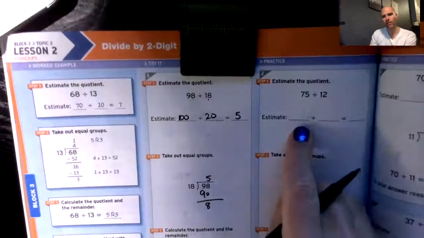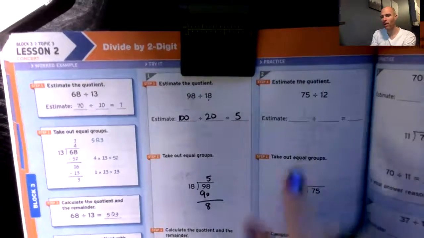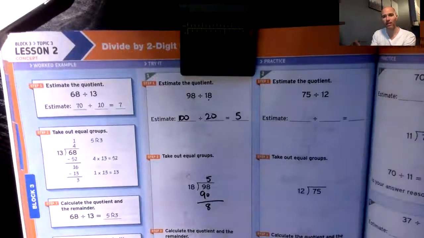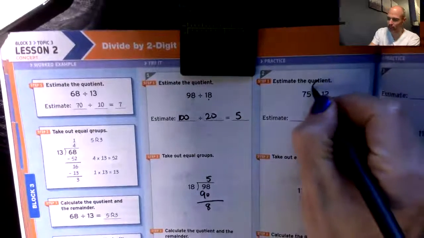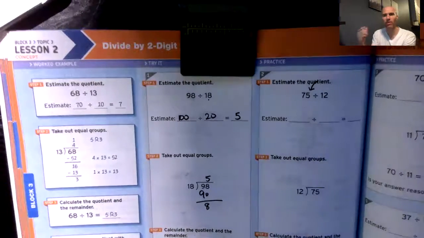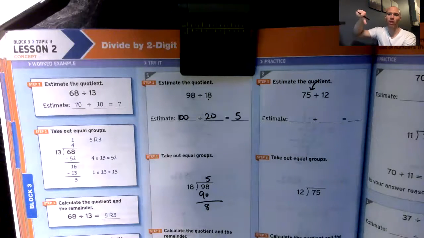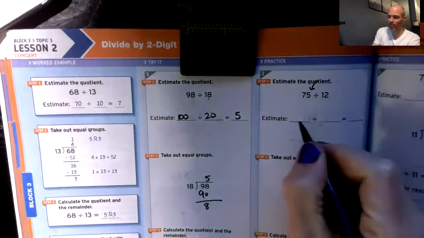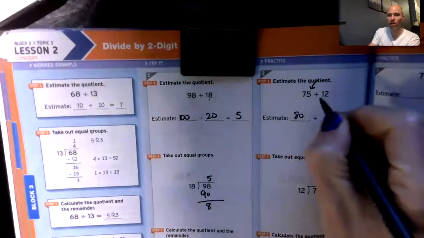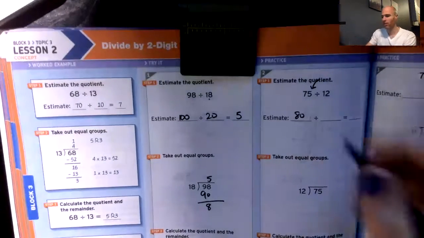All right, let's do it again. This time, let's round the 75 to 80. The way rounding works when you're rounding to tens is you look at this number here, the number in your ones position. If that number is 5 or higher, then you round up to the next 10. If that number is 4 or lower, round down. So this 75 is going to round up to an 80. But this 12 is only going to round down to a 10.